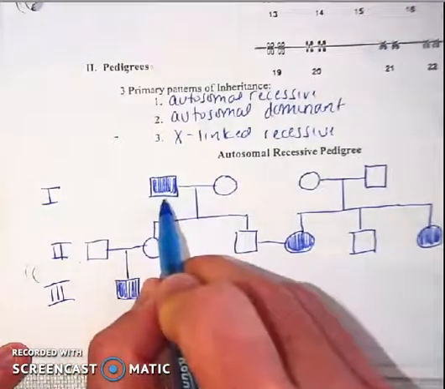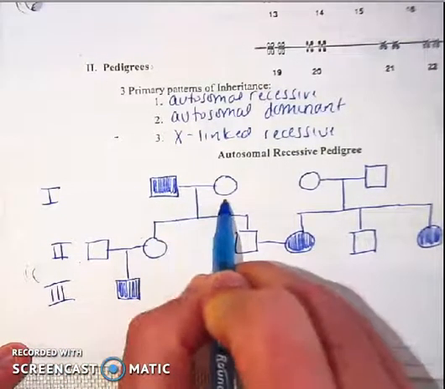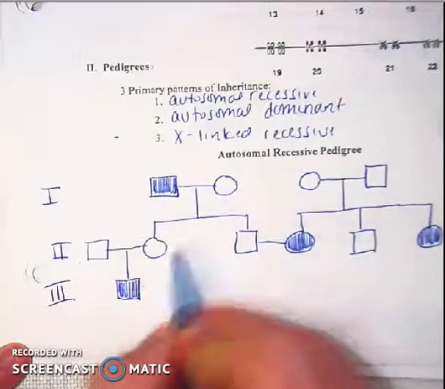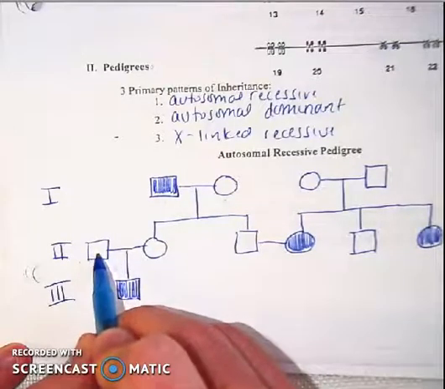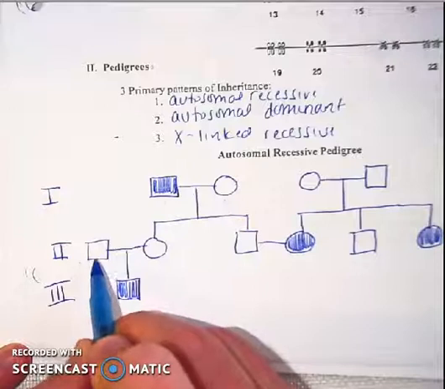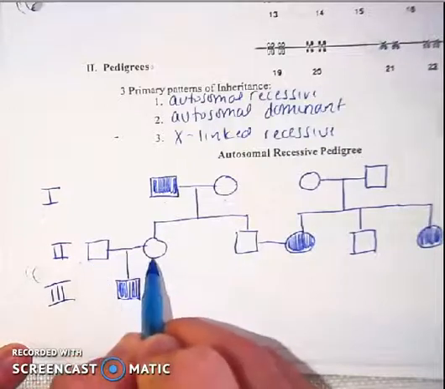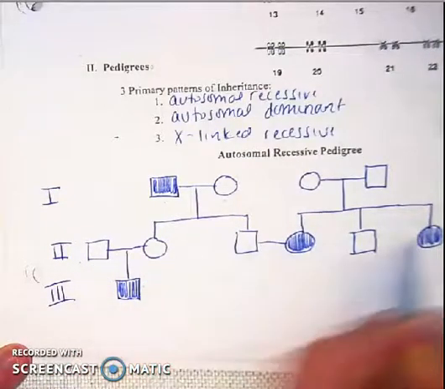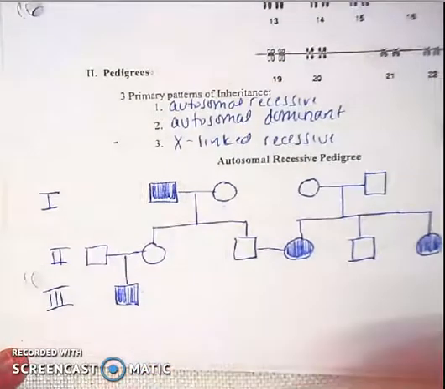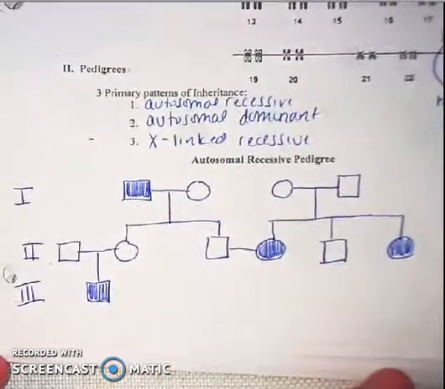So this would be generation 1, person 1, generation 1, person 2, so on and so forth. When you get to generation 2, you restart the numbering. So this would be generation 2, person 1, generation 2, person 2, and so on, and then it would keep going for as many generations as you see fit on your pedigree.